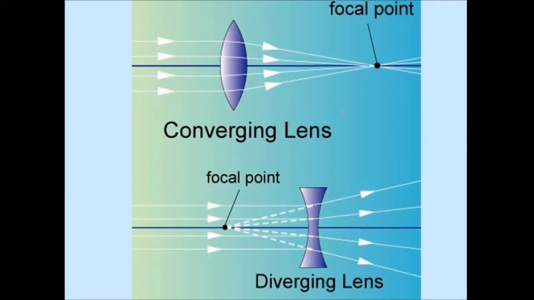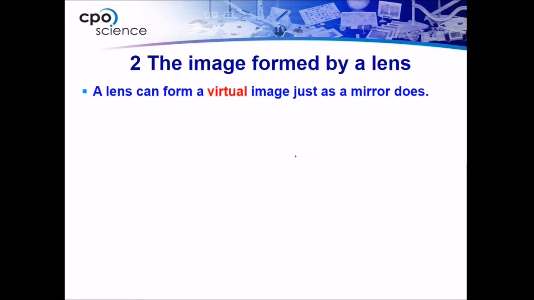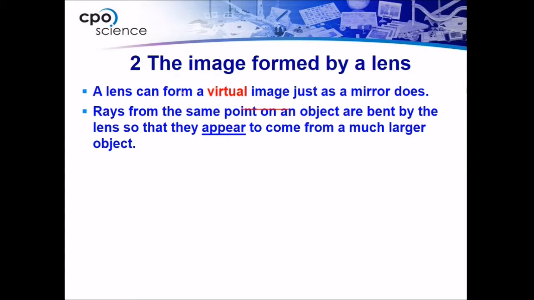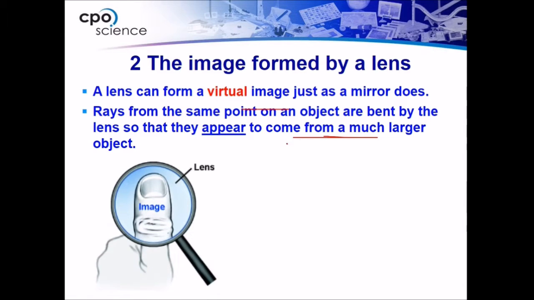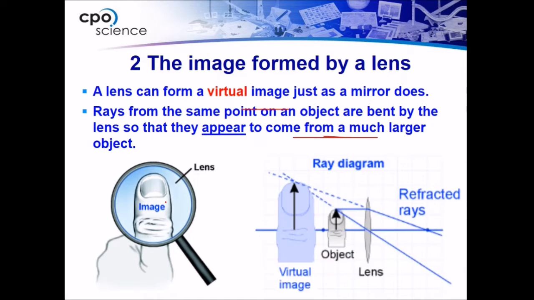This is the focal point, this is the focal point, this is a converging lens, this is a diverging lens. The image formed by a lens can be a virtual image, just as with a mirror. Rays from the same point on an object are bent by the lens so that they appear to come from a much larger object. Right? This is how you see your thumb enlarged.